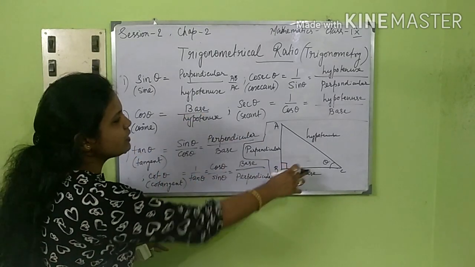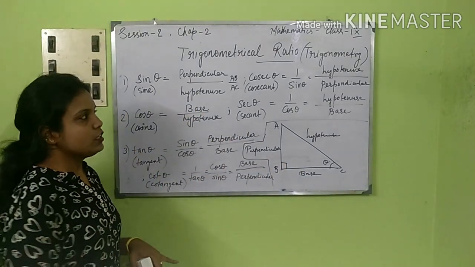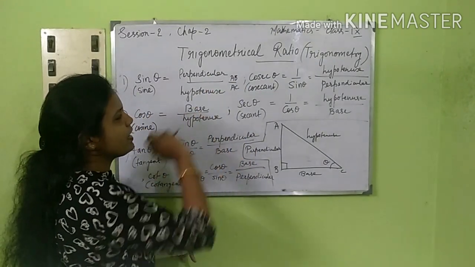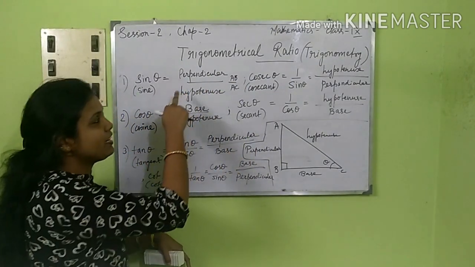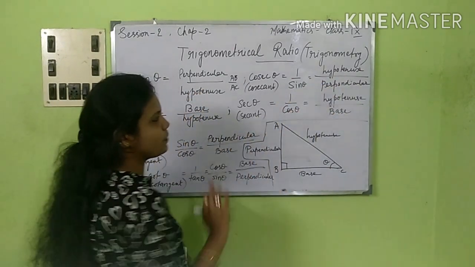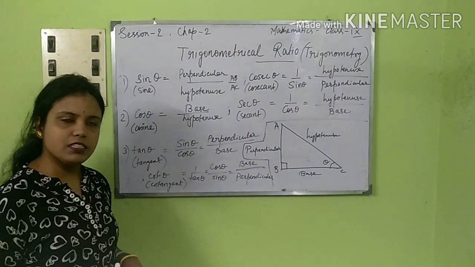Cosec of the angle. If we are taking the reciprocal of this, perpendicular by hypotenuse, that means 1 divided by perpendicular by hypotenuse, we will be getting hypotenuse by perpendicular, right?